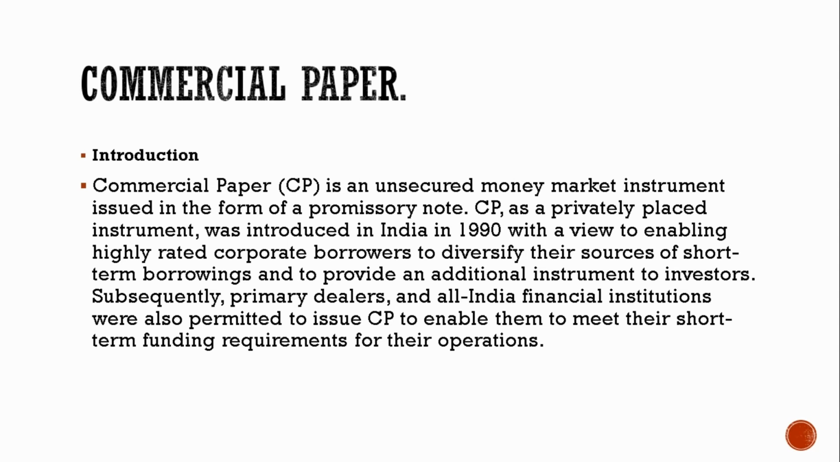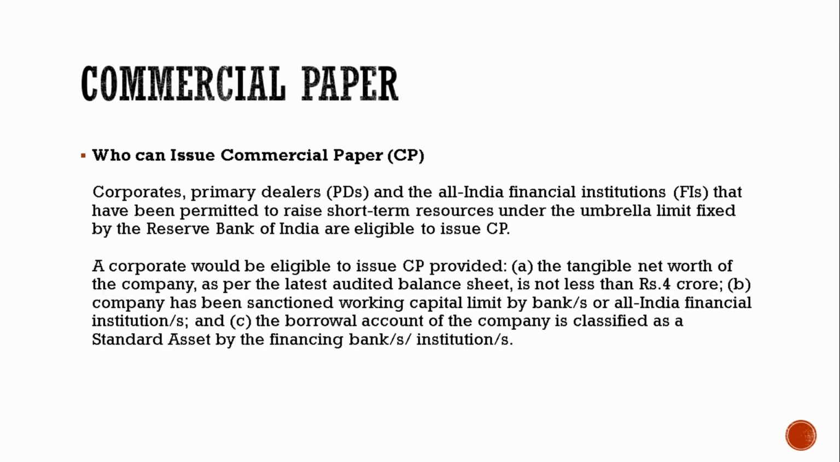Now, commercial paper is an unsecured money market instrument issued in the form of a promissory note. Commercial paper as a privately placed instrument was introduced in India in 1990 with a view to enable highly rated corporate borrowers to diversify their sources of short-term borrowings and to provide an additional instrument to investors. Subsequently, primary dealers and all India financial institutions were also permitted to issue commercial papers to enable them to meet their short-term funding requirements for their operations.